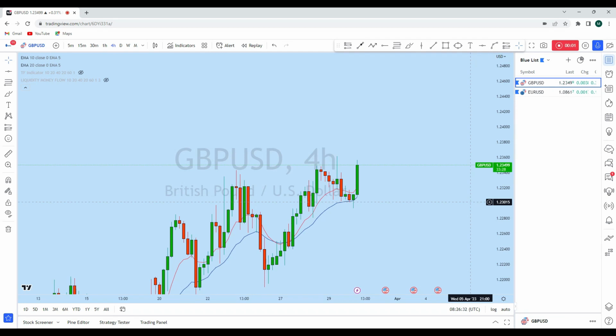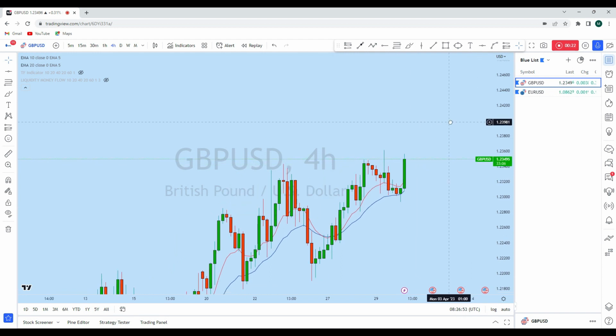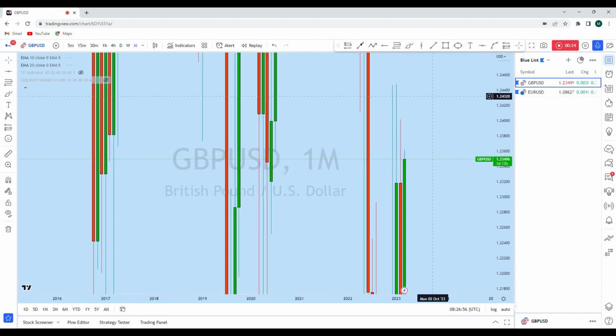Hello trader, I'm going to do a complete multi-time frame analysis on GBPUSD and EURUSD. These two instruments are currently highly volatile and giving us a significant trading opportunity. Before we discuss how we can trade, let's look at the bigger picture to see the general direction in the market, and then we'll jump onto the lower time frame to see how we can trade GBPUSD and EURUSD. Looking first at the monthly.